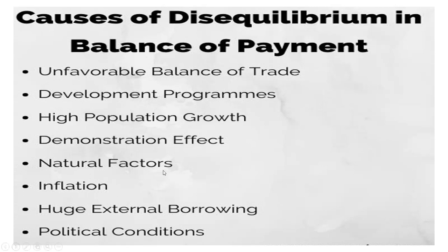Then inflation. When costs are rising highly, inflation occurs, and at the same time disequilibrium will be high. And huge external borrowings. If a country borrows a large amount of money from another country, it will result in disequilibrium. And political conditions. If political conditions are not stable, they may vary from country to country. If any country makes certain announcements, it will affect the balance of payment and be a cause of disequilibrium. I hope this is clear.